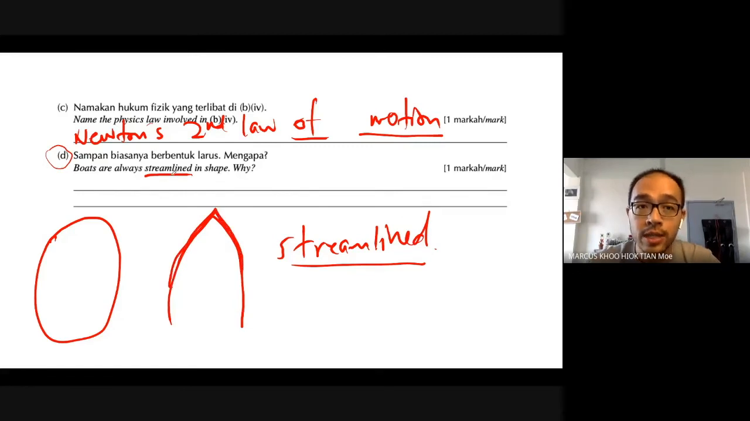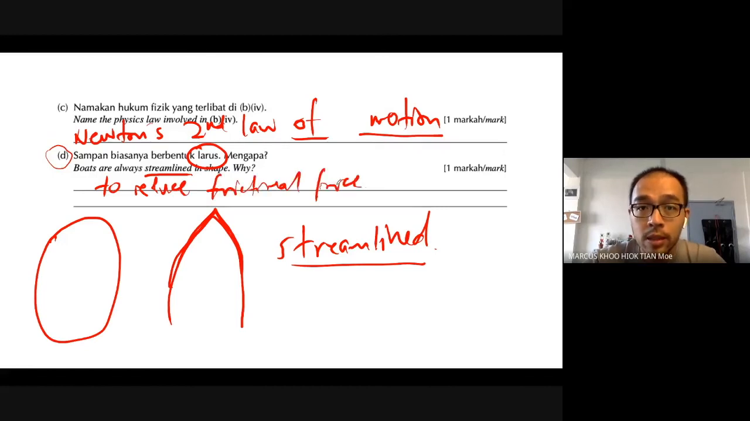Okay, so the reason for this, in Malay, streamline is larus, not lurus, but larus. Okay, so both lines are streamlined in shape, okay, to reduce, okay, the frictional force.